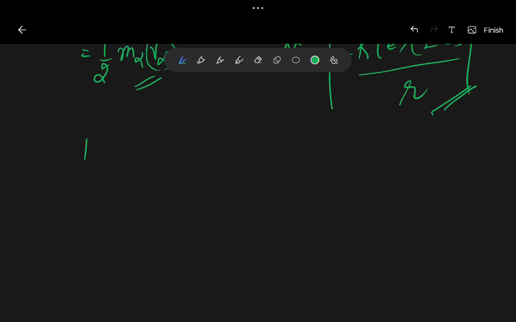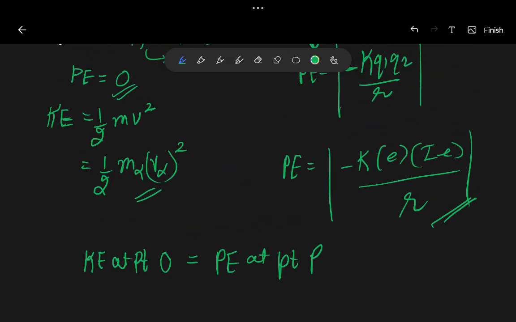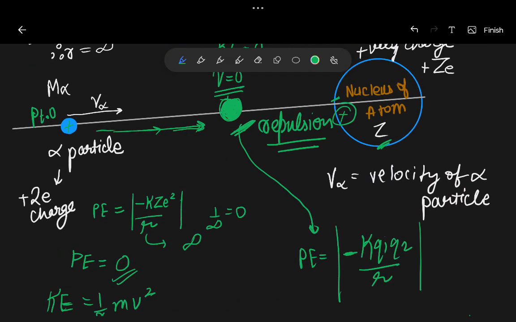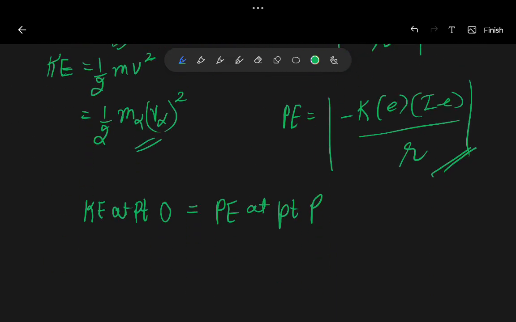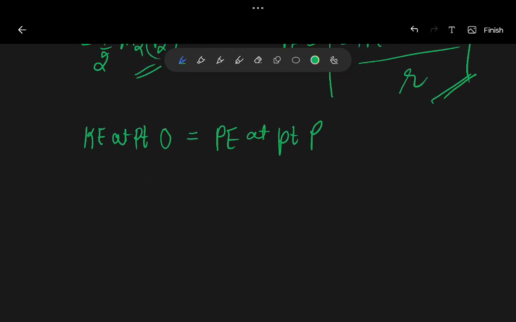now kinetic energy at point O, as you know, at point O was 0, right? Wait, kinetic energy at point O when you found out, and the potential energy at point P. It's my bad, I just said kinetic energy at point O was 0. It was not 0. Potential energy was 0 at that point. Now it should be equal.